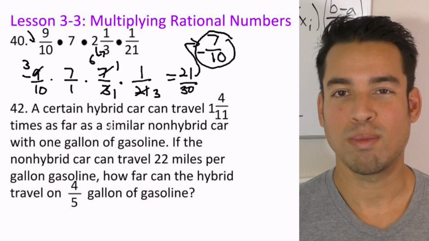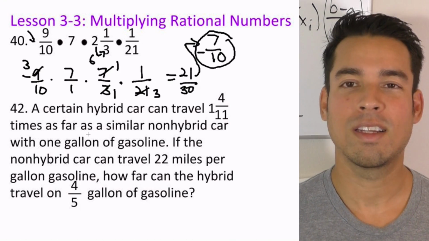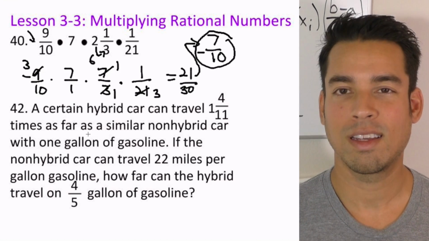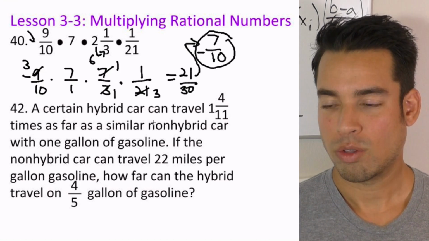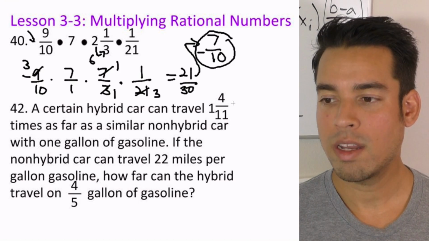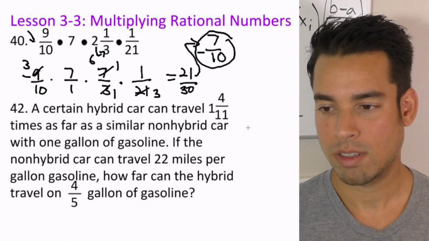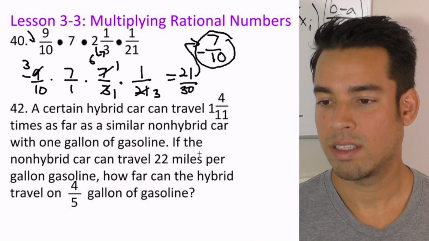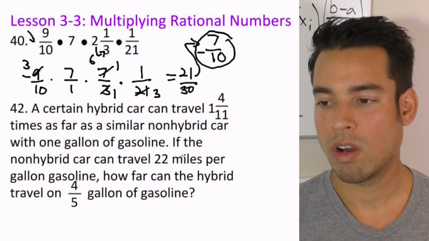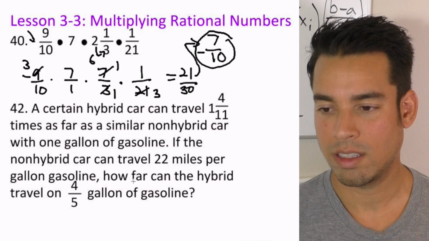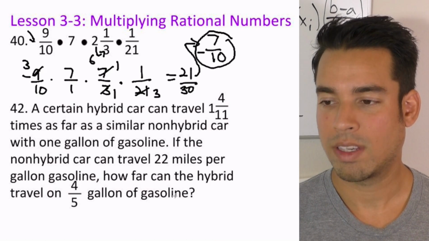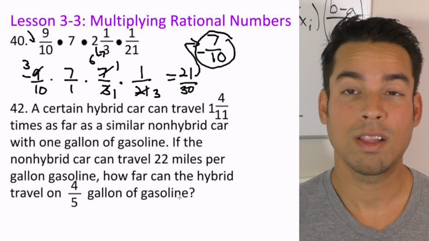Okay, now we got a word problem. People get intimidated a lot of times by word problems. You just got to go slow, break it down, understand all the information. So a certain hybrid car can travel 1 4/11 times as far as a similar non-hybrid car with 1 gallon of gasoline. If a non-hybrid car can travel 22 miles per gallon, how far can the hybrid travel on 4/5 of gasoline?